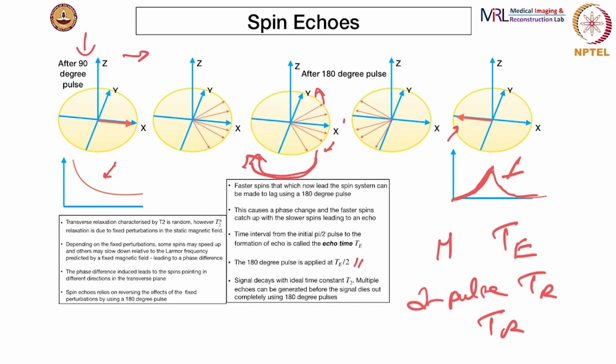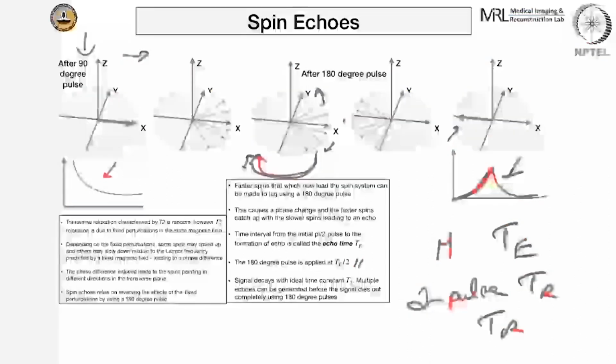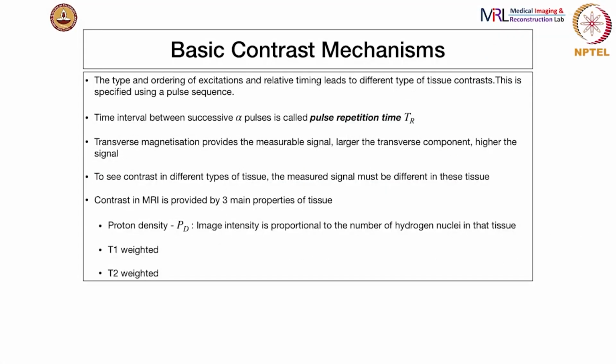So there are different forms of contrast. We saw that earlier also, I mentioned it, T1, T2 and PD. We will see how that is, okay. So the basic contrast mechanisms, right, the type and ordering of excitations and relative timing, that leads to different types of tissue contrasts, okay. And this is what is specified using a pulse sequence, okay, all right. So this pulse sequence determines what kind of contrast you are getting, okay.